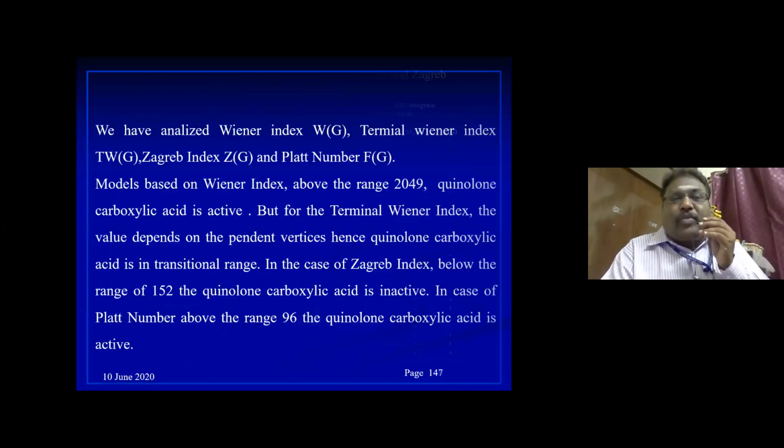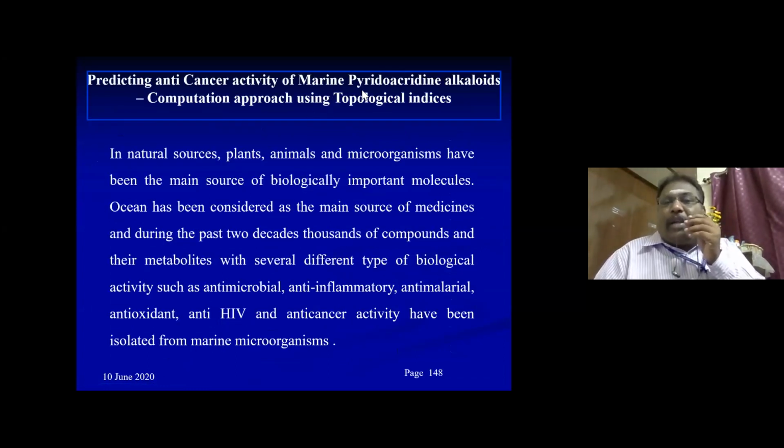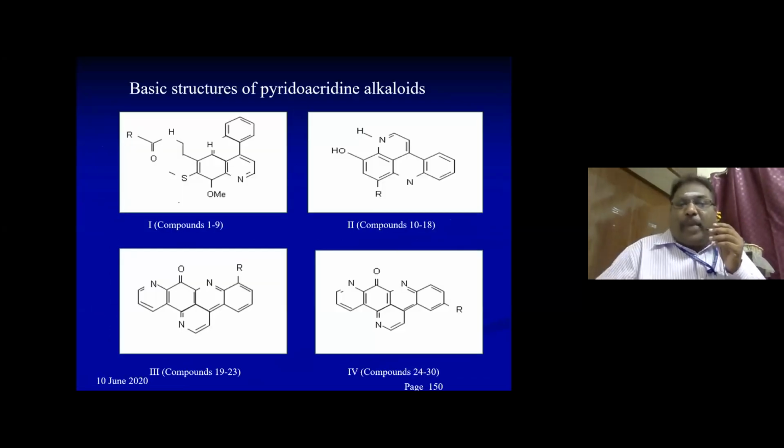Similarly, cancer, again another big problem: marine pyridoacridine alkaloids. This is a medicine used to put the cancer activity in normal, and again it was studied. A few anti-cancer drugs such as cytarabine, vidarabine, and so on have been found. This is the main compound 1 and 2. And you are supposed to prepare varieties of compounds in the lab. So if it's a lead compound, then they stick with it. If it's not a lead compound, if it's not stable, they throw it in the dustbin.